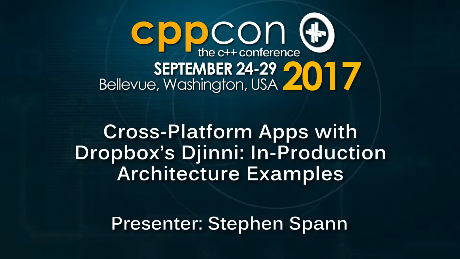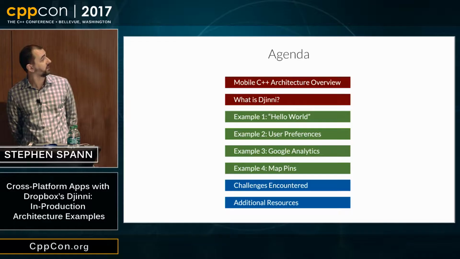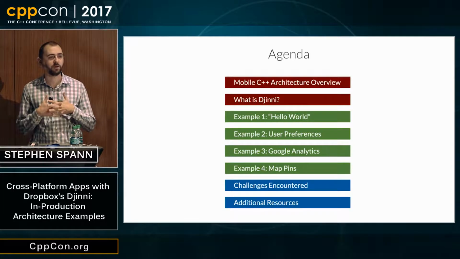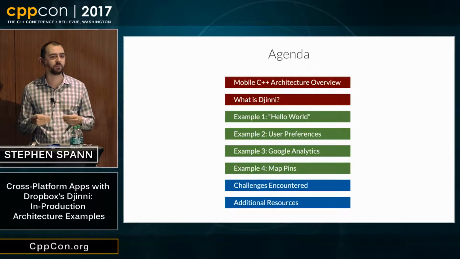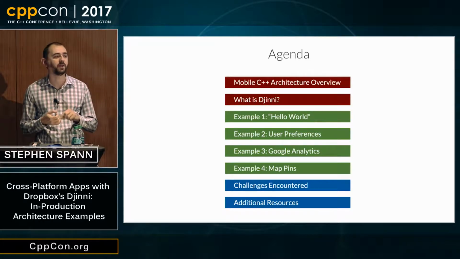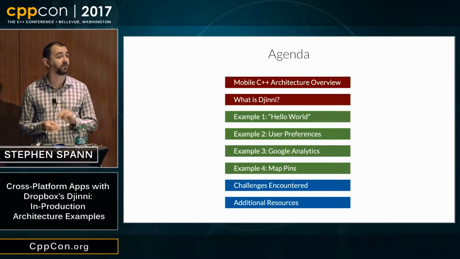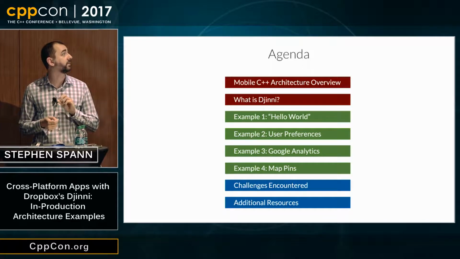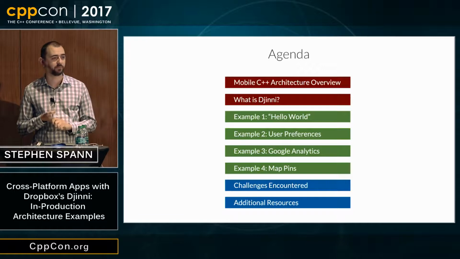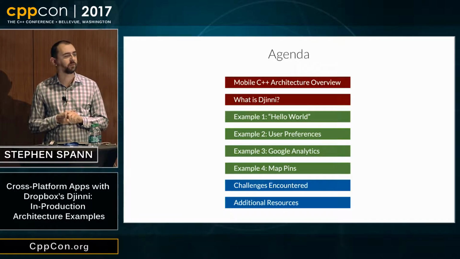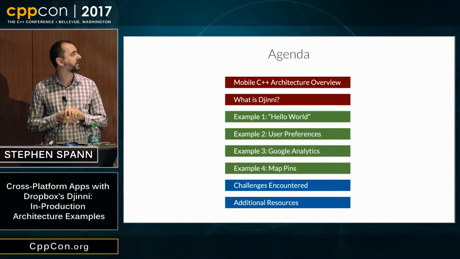Just a quick overview of what we're going to talk about. I'll first give an architecture overview about all the moving parts involved with using C++ on iPhone and Android, just all the languages involved, that kind of thing. I'm going to introduce you to the Dropbox tool Djinni and go over what it does, the workflow involved, and that kind of thing.